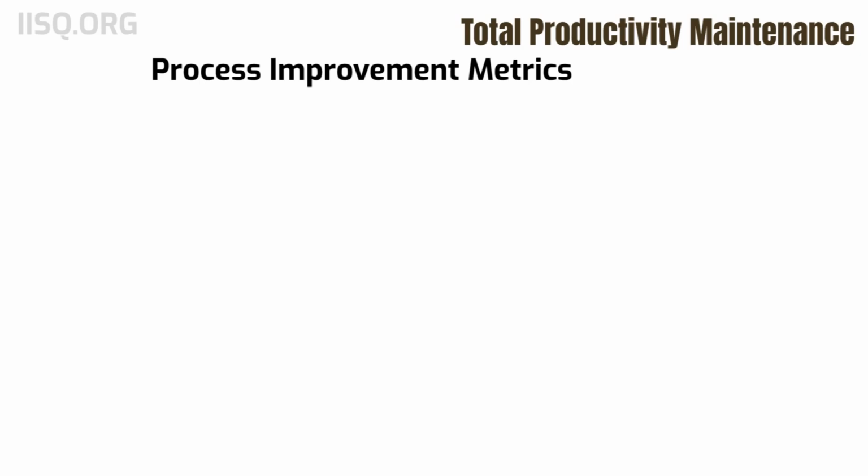Another very important process improvement metric is total productive maintenance. This includes 3 metrics for improvement. These are MTTR, MTBF, and OEE.